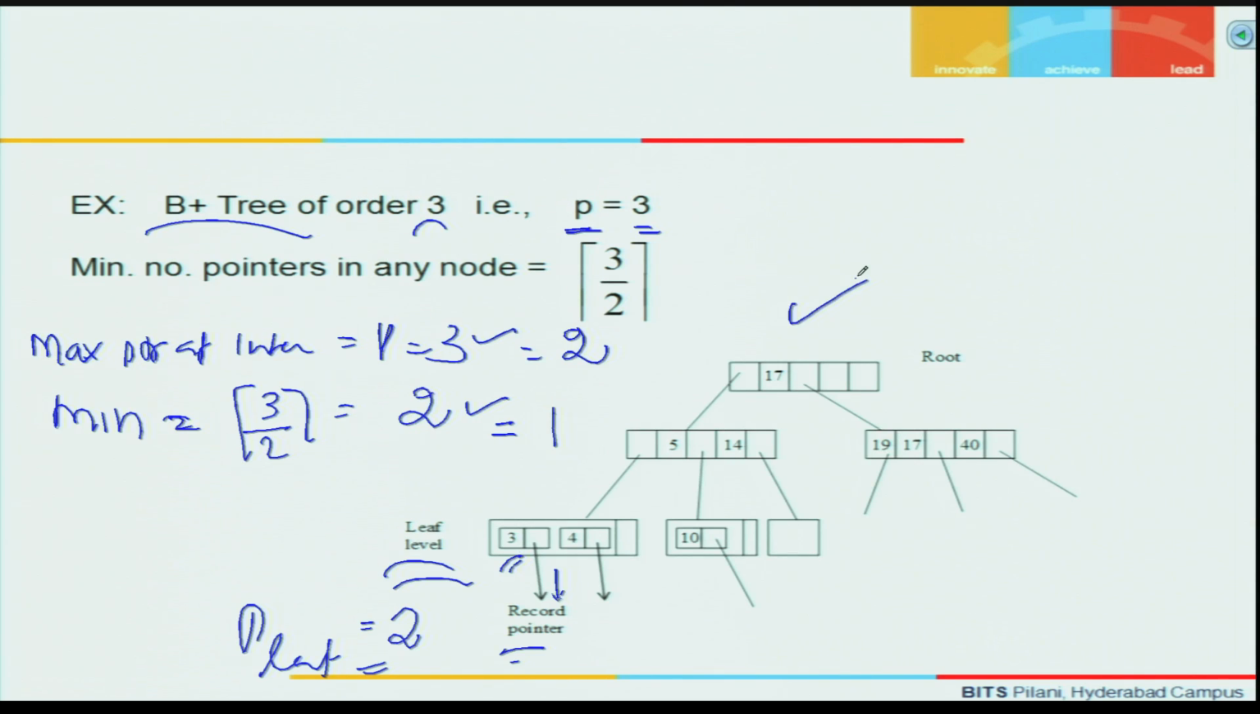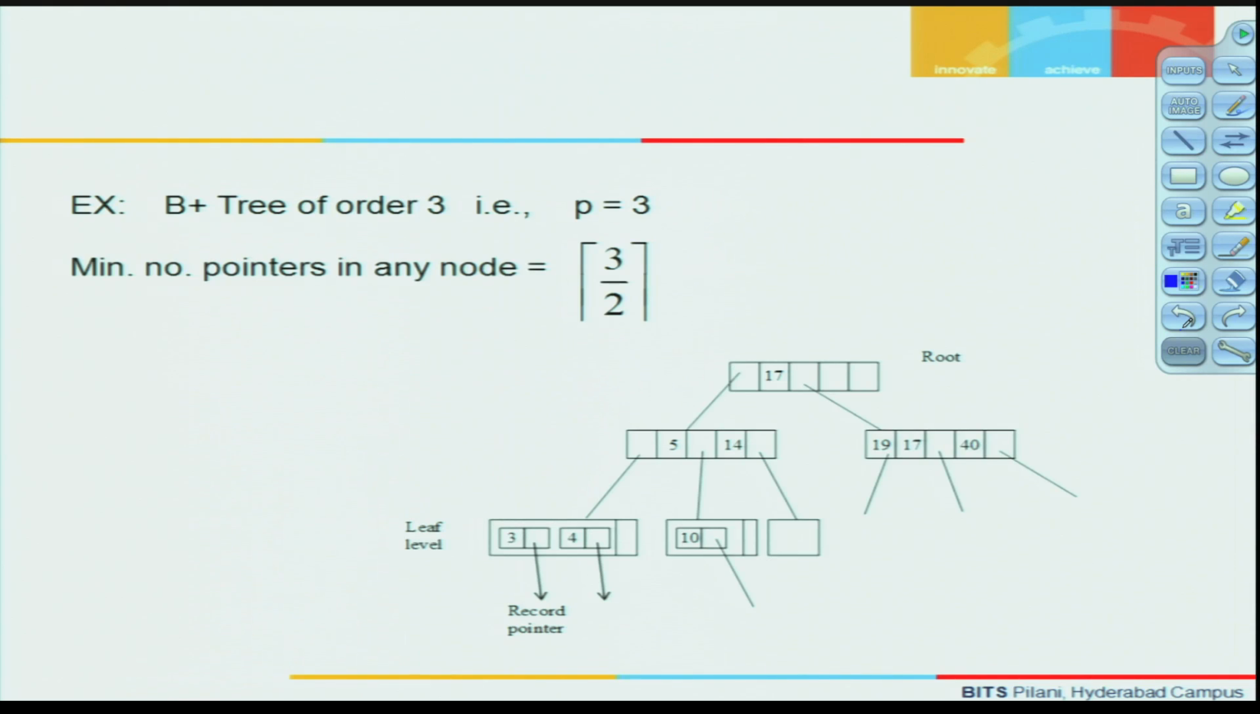This is the root, and any internal node, if P equals 3, must have a maximum of 3 and a minimum of 2 pointers, and then a maximum of 2 keys, and a minimum of 1 key at the internal node.